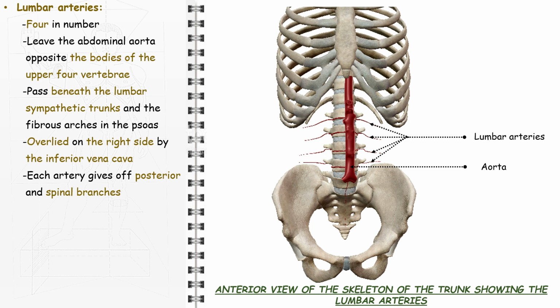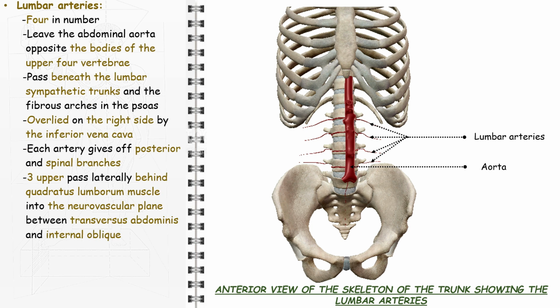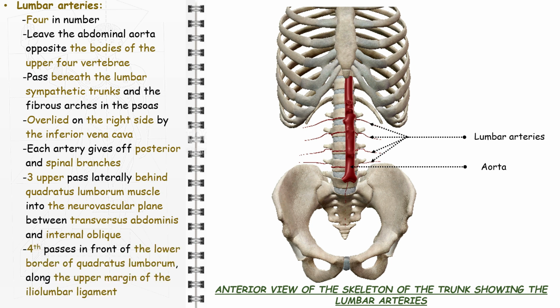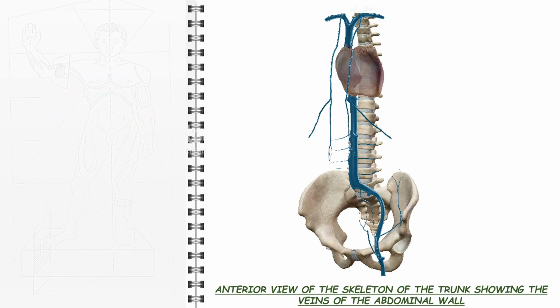The 3 upper pass laterally behind quadratus lumborum muscle into the neurovascular plane between transversus abdominis and internal oblique muscles. The 4th passes in front of the lower border of quadratus lumborum, along the upper margin of the iliolumbar ligament. The veins of the anterior abdominal wall follow the arteries.